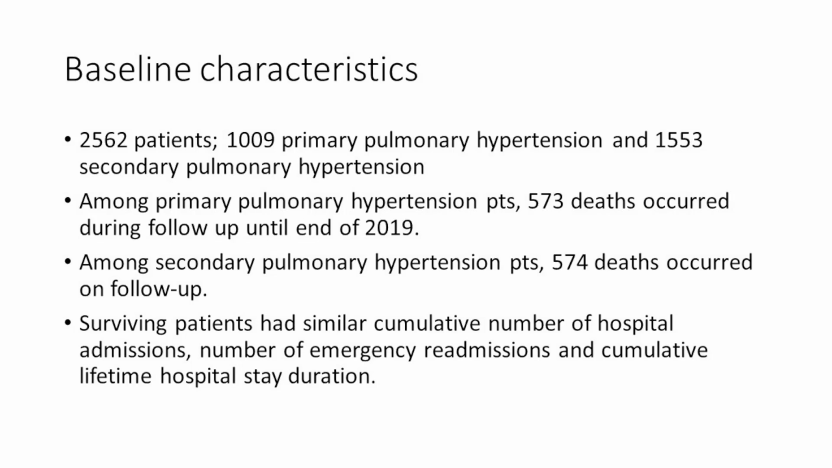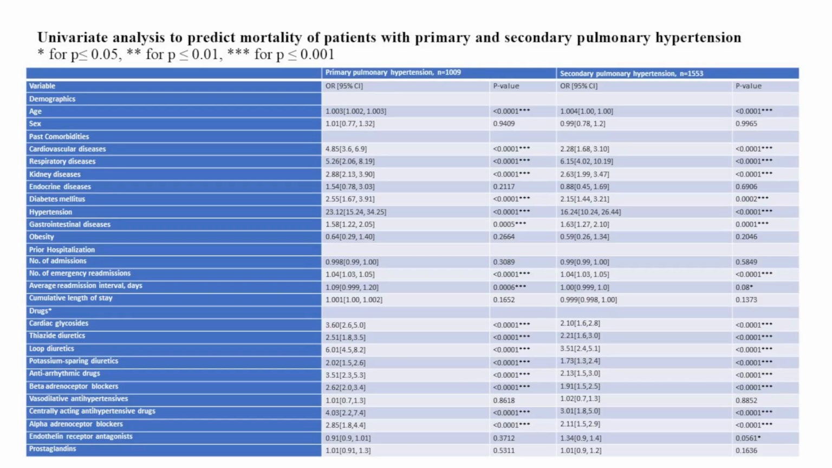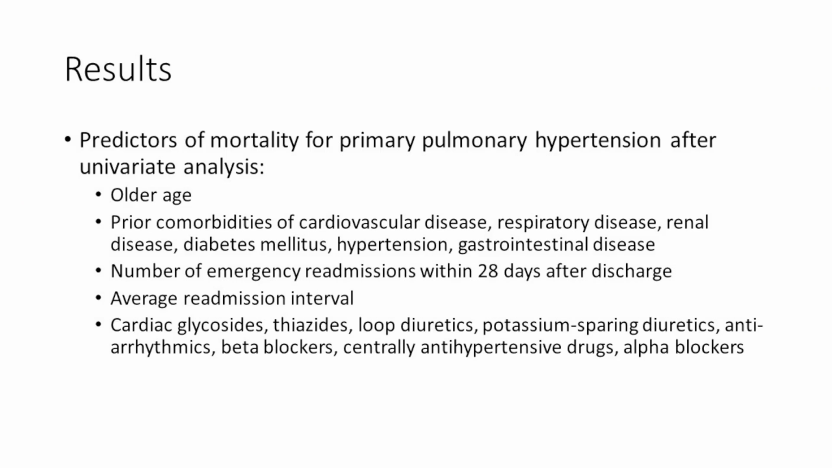lifetime hospital stay duration. So this is a table showing the univariate analysis to predict mortality of patients with pulmonary hypertension. And the results were ultimately that older age, prior comorbidities like cardiovascular disease, respiratory disease, renal disease, diabetes, hypertension, and gastrointestinal disease, the number of emergency readmissions, average readmission interval, and also various drugs. These were all found to be predictors of mortality for primary pulmonary hypertension after univariate analysis.